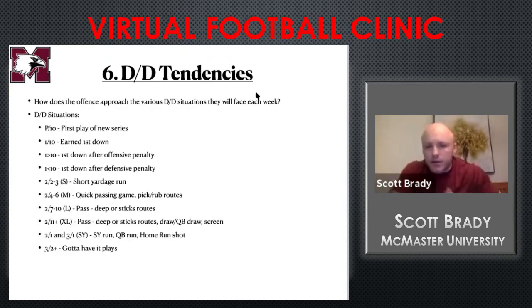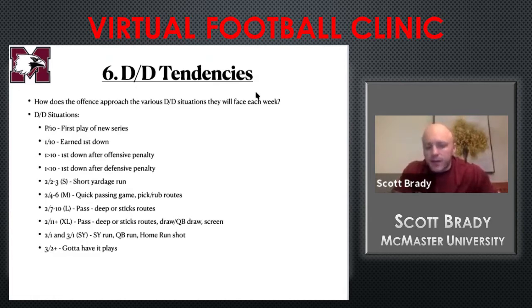So these are the down and distance situations that we'll actually break down. P and 10 for us, and most teams do this, is different than first down, right? P and 10 is the first play of a new series, and then first down for us is really only an earned first down. So what are they doing once they've actually picked up a first down on the drive? We'll do first and less than 10, first and more than 10. So what are they doing after an offensive or defensive penalty?